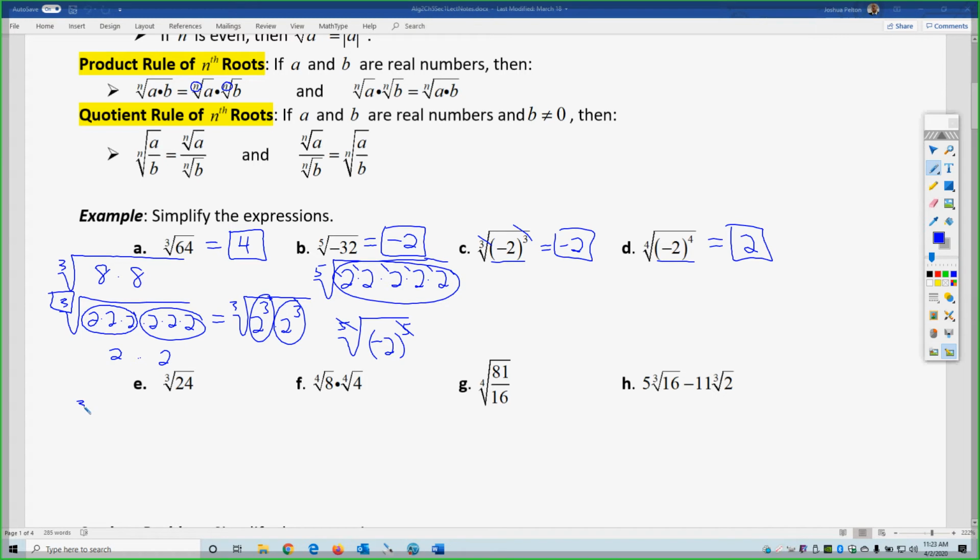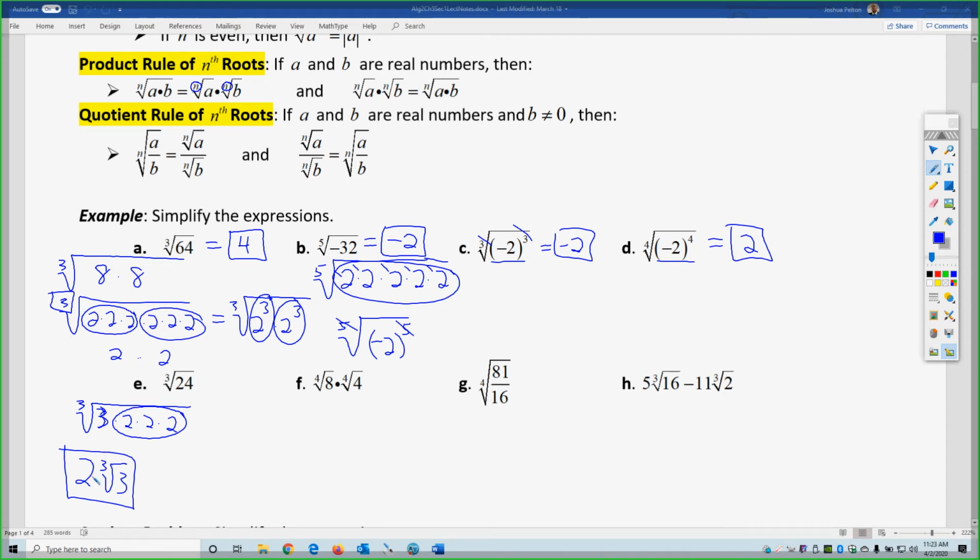Looking at the next one, however, 24. That's 3 times 8, so 3, 2, 2, 2 is the prime factorization. I can take out a group of 3 twos since it's a third root, and I get 2 times the third root of 3. So that is a non-perfect root. There's a part left over.